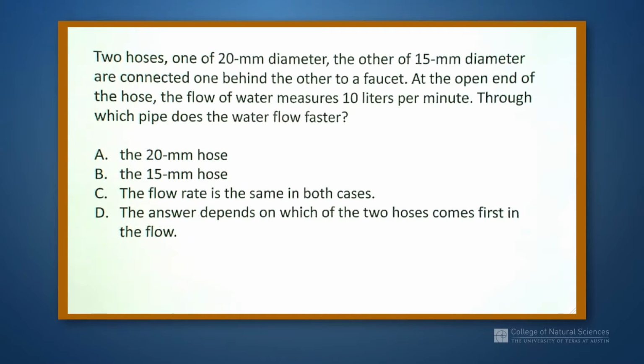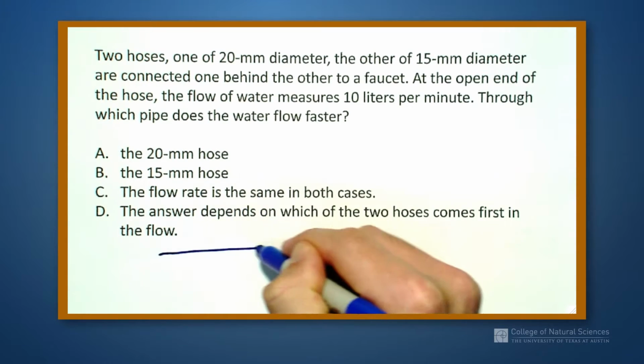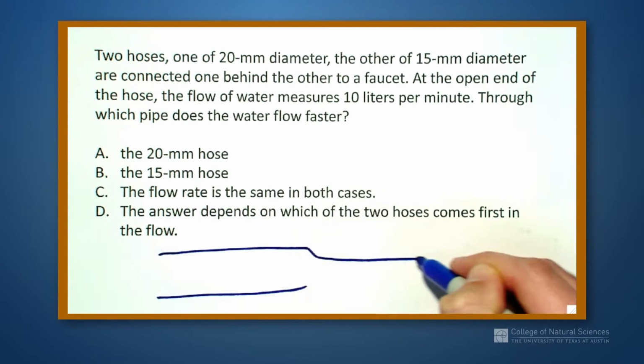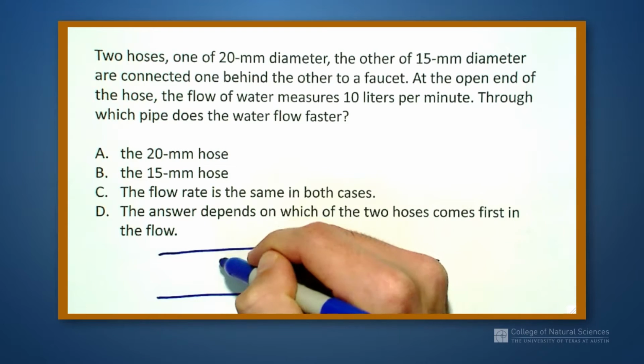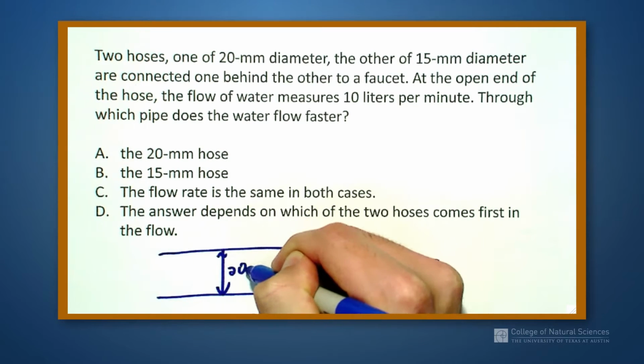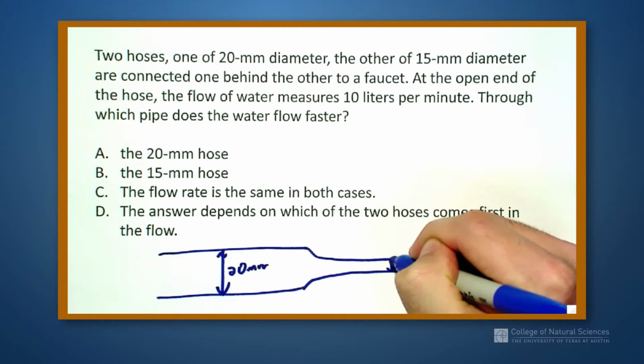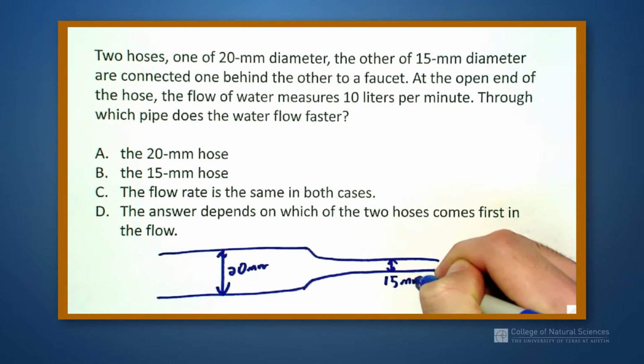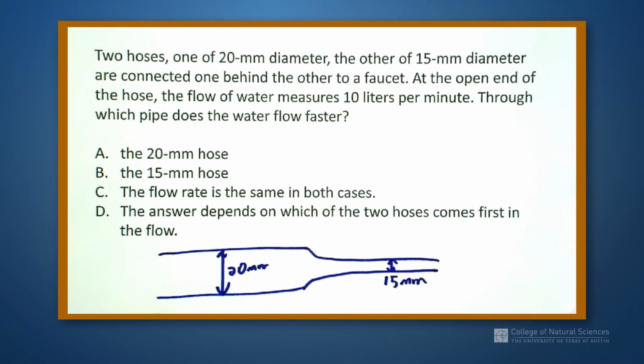So let's take a look at this question together. It says that we have two hoses, one 20 millimeters and one 15 millimeters in diameter, and they're connected one behind another to a faucet. So we have a 20 millimeter, and then we go down to a 15 millimeter. My picture is not to length.